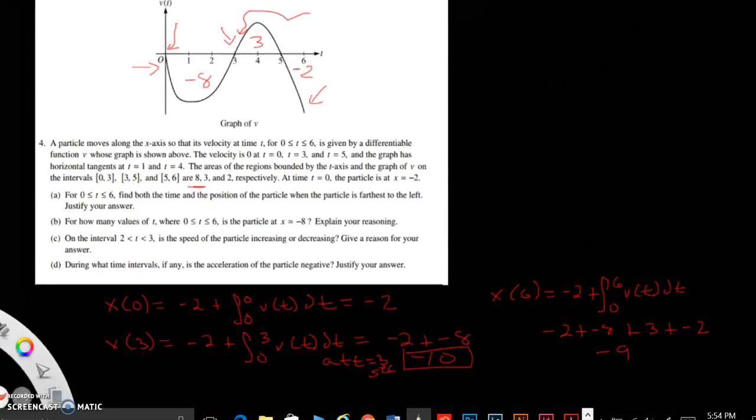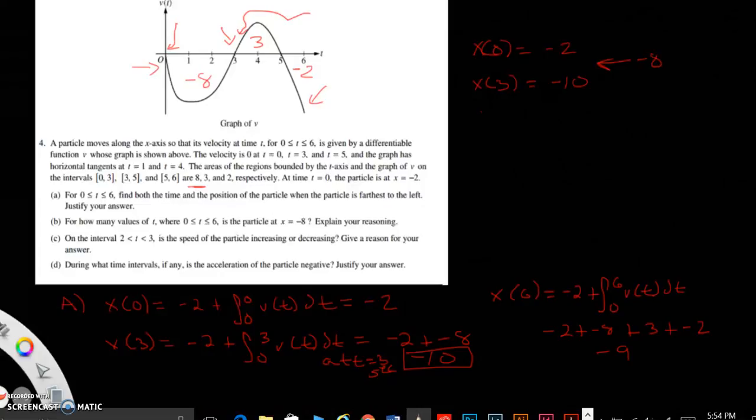Okay, so now part B: for how many values of t, where t is between 0 and 6, is the particle equal to negative 8? Explain your reasoning. Okay, so that's pretty easy. When you do the first part, x of 0 equals negative 2. But if you do x of 3, that's equal to negative 10. So negative 8 is in between here, right?